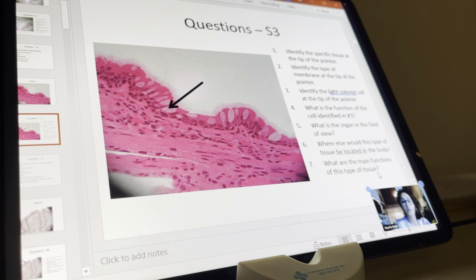And then number 7. So this one's for Caesar. What are the main functions of this type of tissue? Isn't it to move substances? Exactly, that's part of it. But first, think about the 2 important things. The cilia move the substances, and then the goblet cell secretes mucus. Yeah, so the mucus traps the debris.